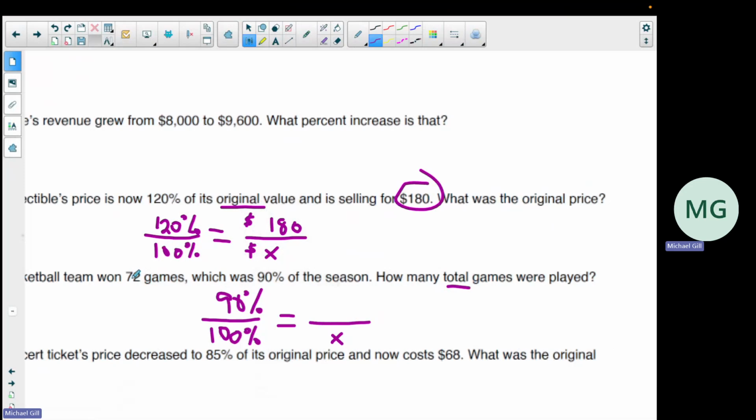So 72, and I can go back and make sure they won 72 games, and it's telling me that's only 90%. So that's not the full season. So that's a partial number. So 72, and again, I could write games, so I know it's about the games they won. So games, I'm just going to write a G down there. All right, so that's all the setup on the second thing.